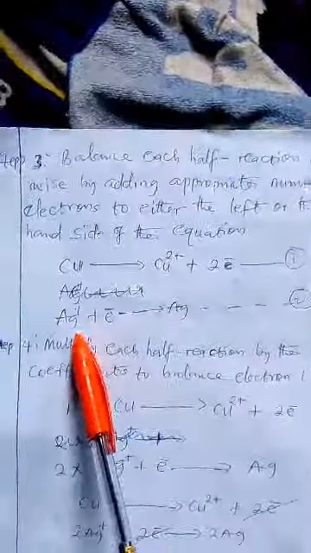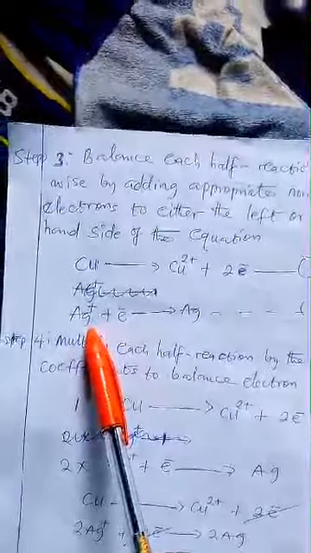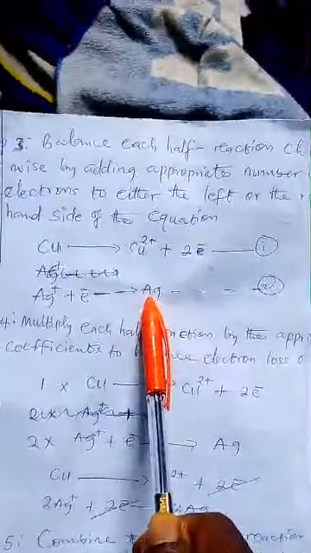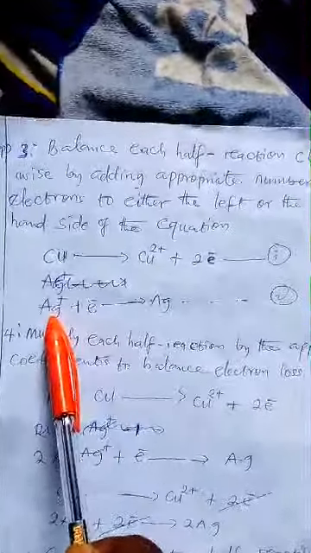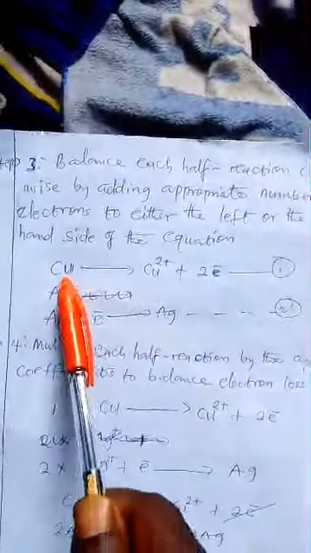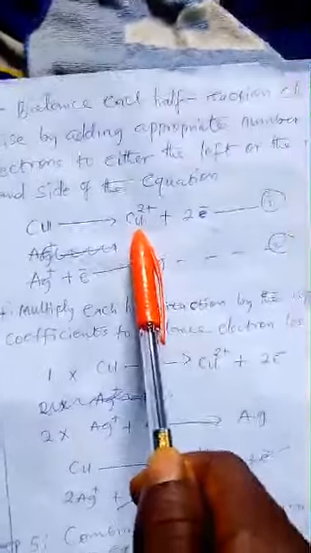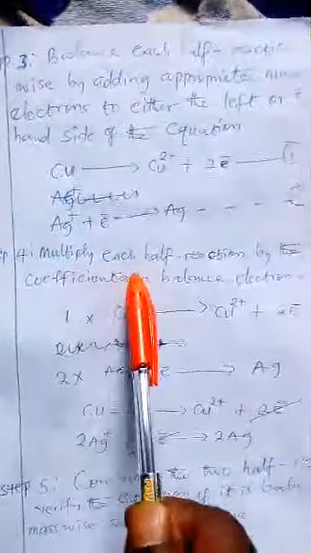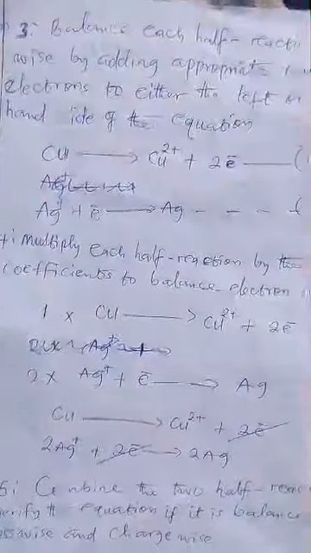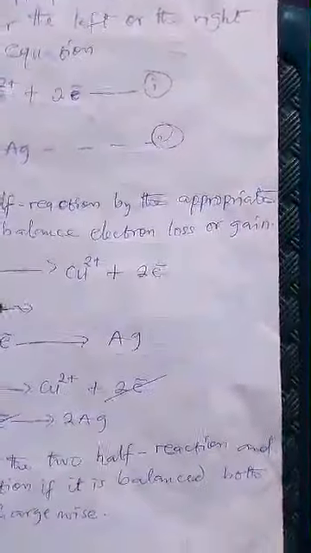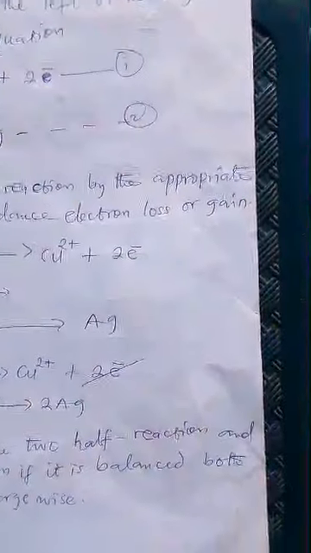Now silver ion gains 1 electron to form 1 atom of silver metal. So this one needs just an electron to form this metal, while this one will release 2 electrons to form this copper 2 ions. Then step 4, multiply each half reaction by the appropriate coefficient to balance electrons lost or gained.